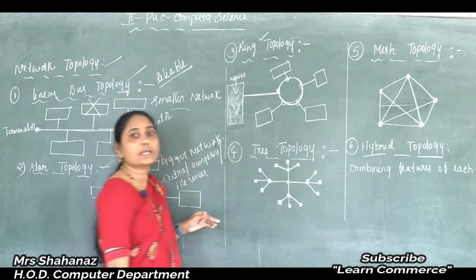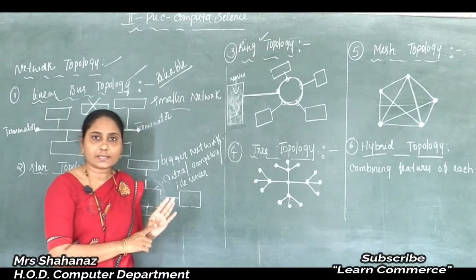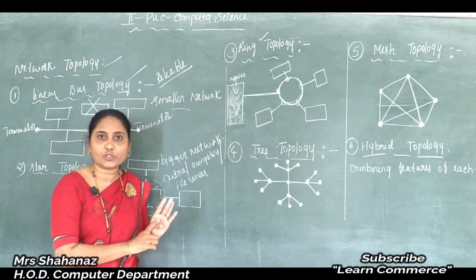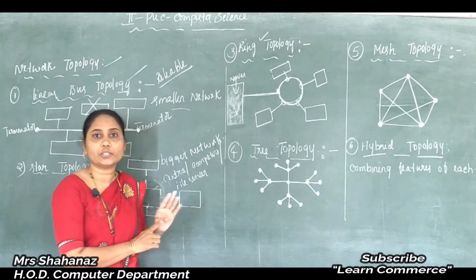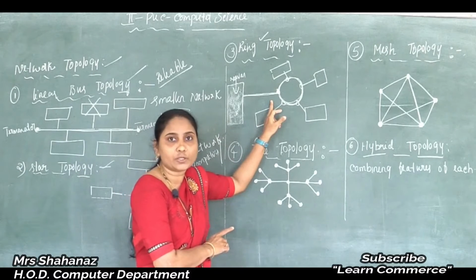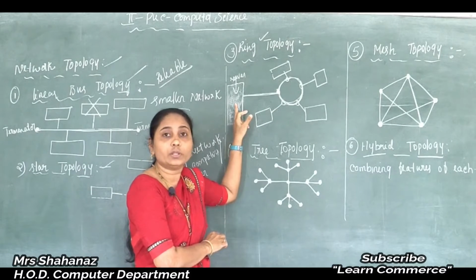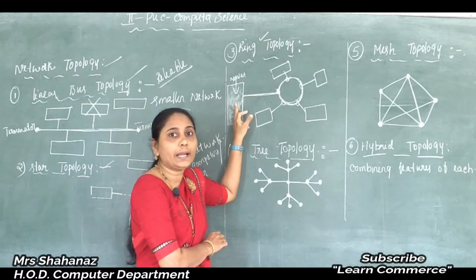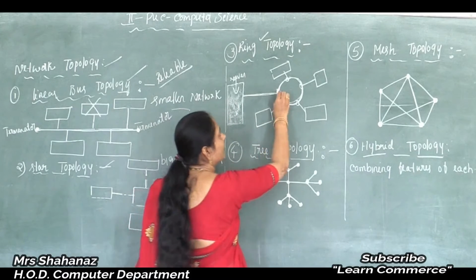So all the computers are connected directly, by using the cable, to the file server. So the cable starts and ends at the network server only. Correct?